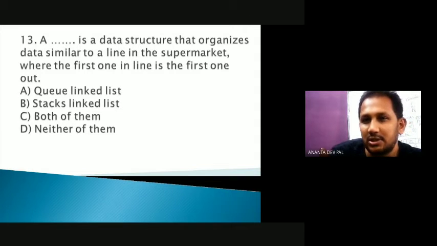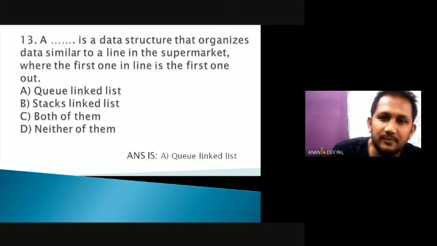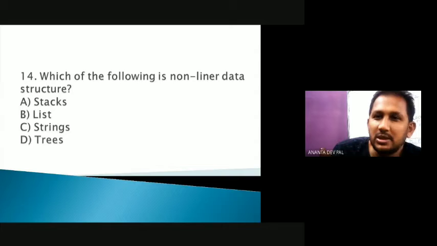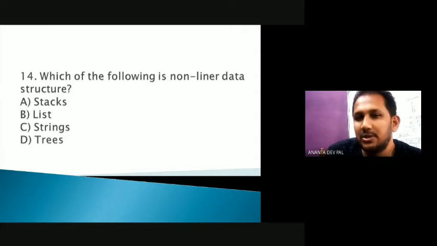Dash is a data structure that organizes data similar to a line in the supermarket, where the first one in line is the first one out. That is queue. Linked list. Which of the following is a nonlinear data structure? A nonlinear data structure is definitely tree.